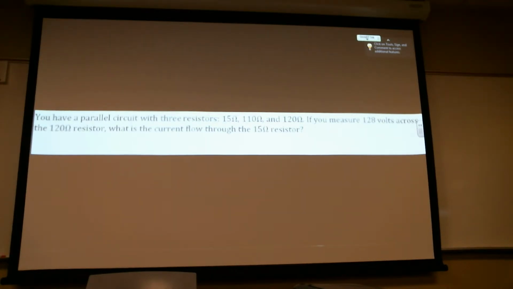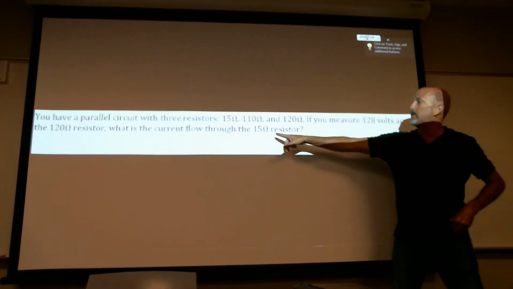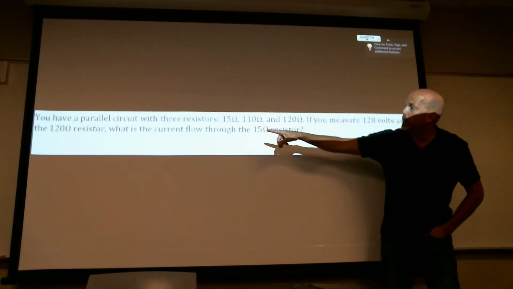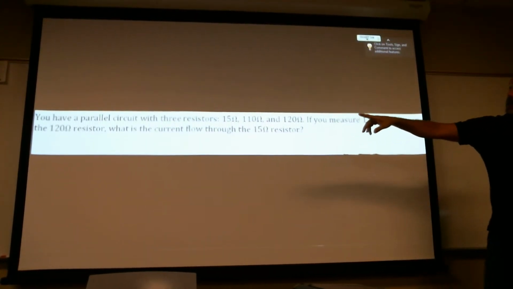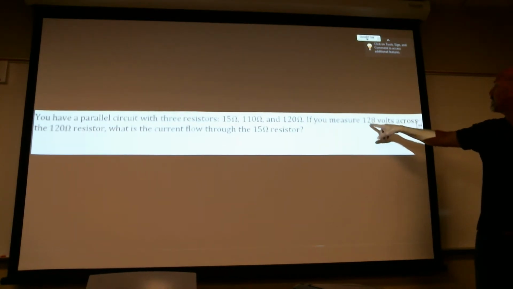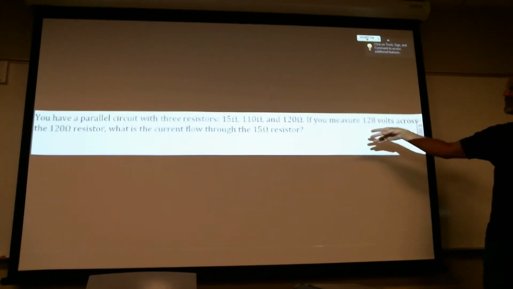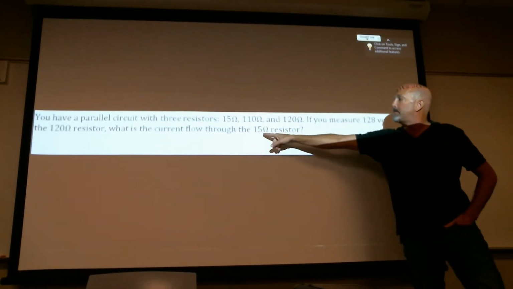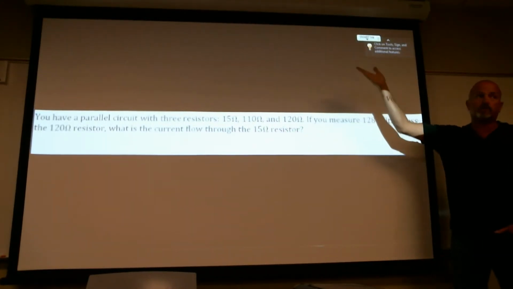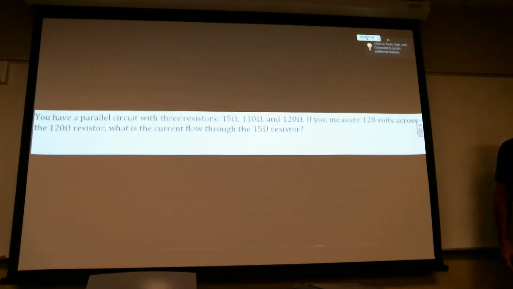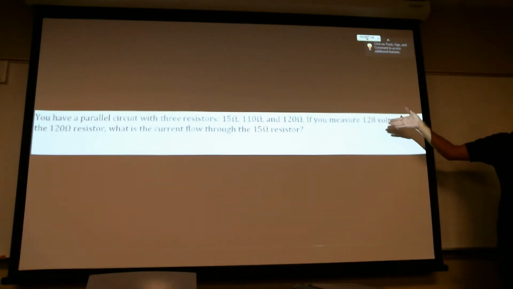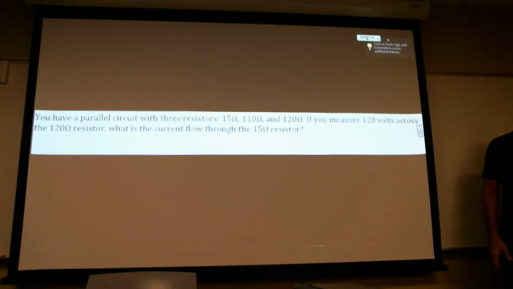Okay, it's asking you the current. What's the current through the 15? So you'll have to take the 1200 resistor, okay, it's the voltage. So the voltage is going to be the same for all of them. So now you've got a 15 ohm resistor and 120 volts. All you have to do is figure current. So really the trick is remembering once again that parallel circuits are all the same voltage.